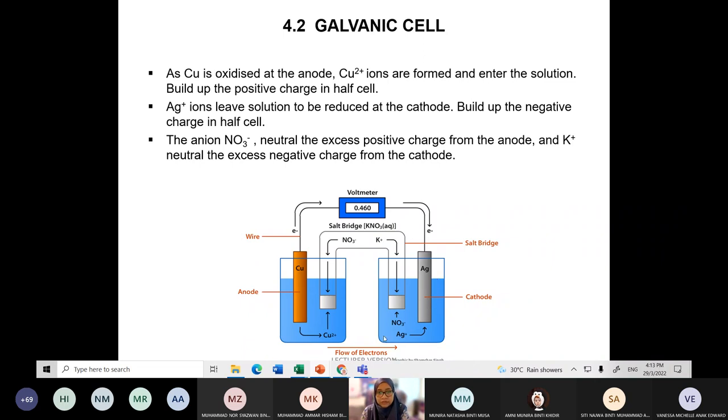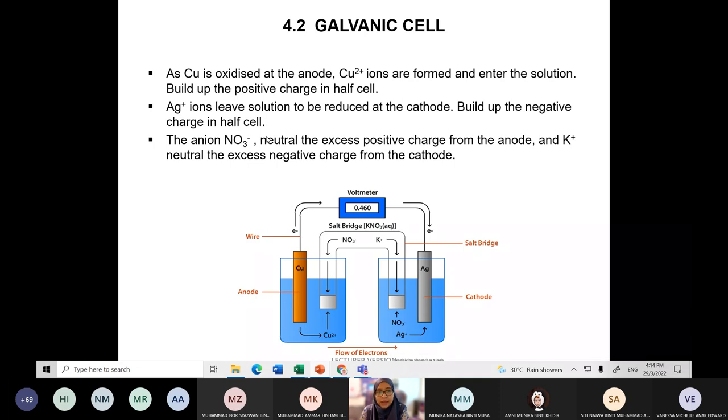So what happened to this solution? It becomes less positive, right? Ag plus has been converted into Ag atoms. So the solution becomes less positive, or in other words, more negative. So that is what it means by buildup of negative charge in the half cell.